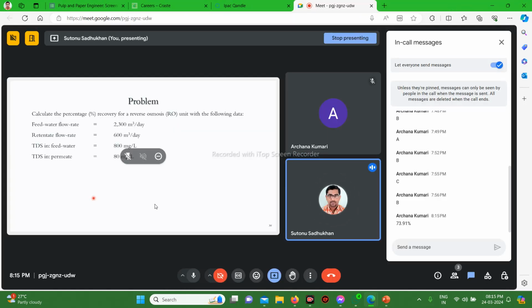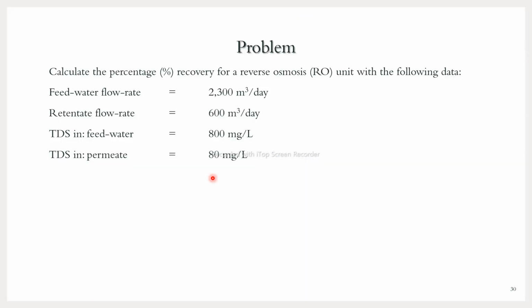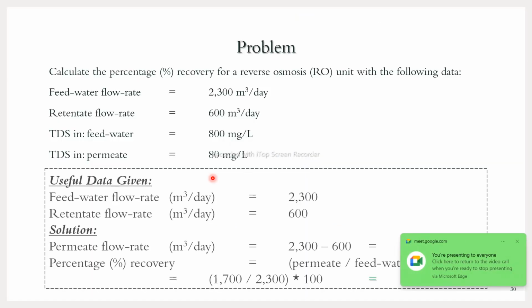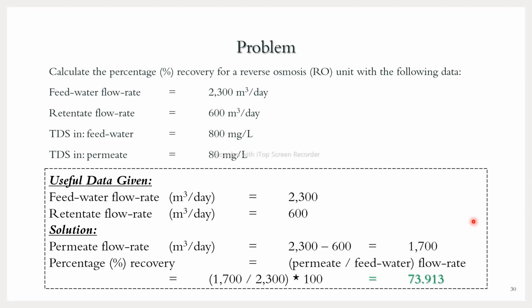Okay, you're telling 73.91%. Okay, so let's see the calculations. I hope the answer was around that only. So the useful data given is feed water flow rate in meter cube per day is 2300 and retentate flow rate in meter cube per day is 600.